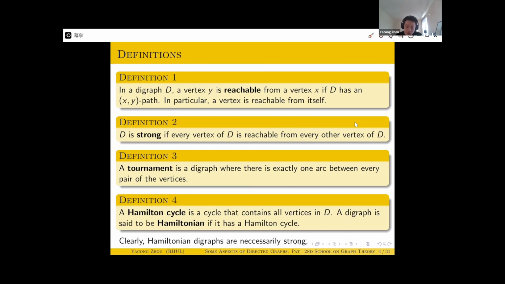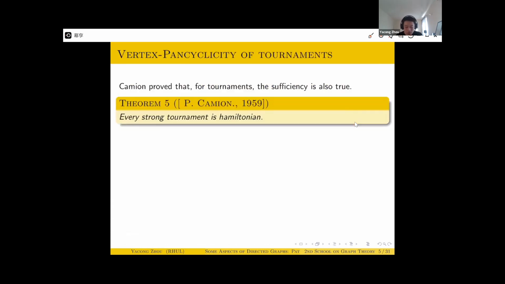So one may observe that if you have a Hamiltonian cycle, then through the cycle, every pair of vertices can be reached from each other. Thus, every Hamiltonian digraph is necessarily strong. So Camion proved that for tournaments, the converse is also true. That is to say, every strong tournament also has a Hamiltonian cycle.